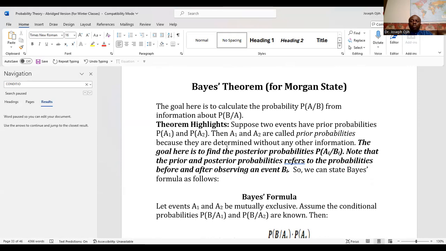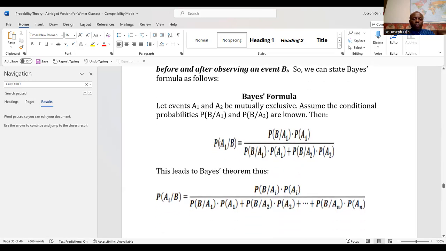Now, Bayes' theorem basically is a type of conditional probability. It is used to calculate the probability of event A given B from the information about event B given A. So this is how the formula looks.